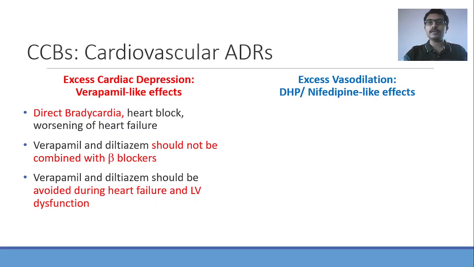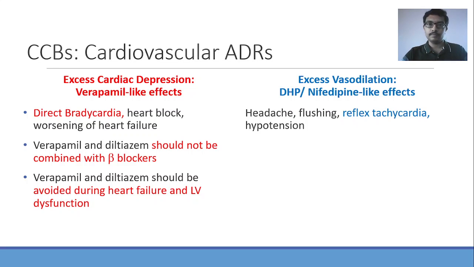The second group of ADRs are because of excessive vasodilatation. These are more often seen with dihydropyridines, nifedipine and other dipines. The most important ADR here is that they will produce reflex tachycardia. How do they produce reflex tachycardia? Because they produce vasodilatation, right? Because of the vasodilatation, there is going to be a fall in blood pressure, hypotension, that will trigger the sympathetic system.